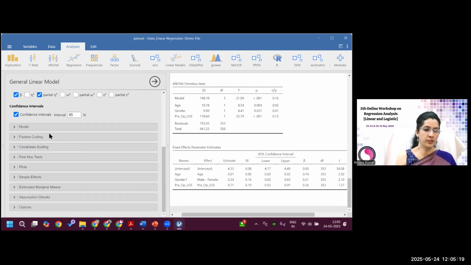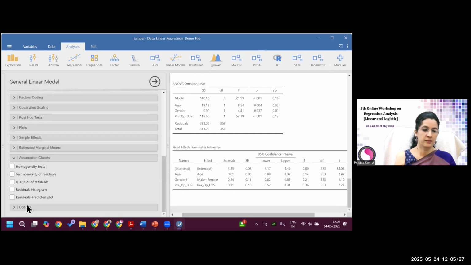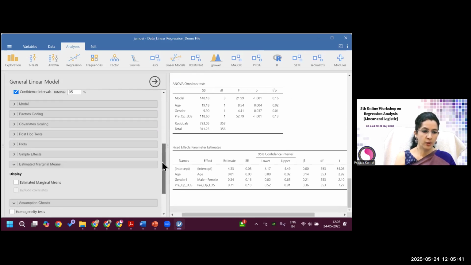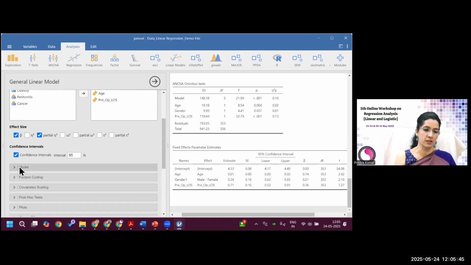I'm not going into the many other options. If you see the assumption checks, you have got a little different set: normality, homogeneity, and QQ plot are there, but autocorrelation and variance inflation factor are not here. So probably the other one is better, but for effect size, you can use that.